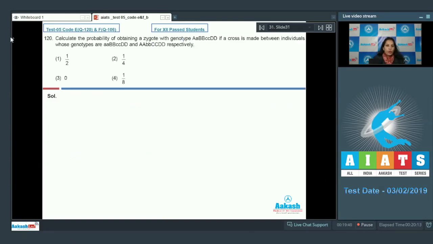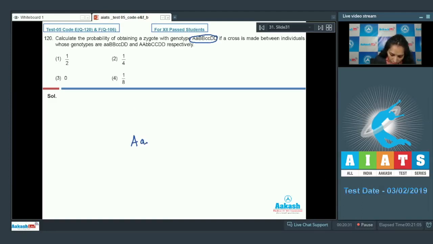Let's move to the next question. Question number 120. Calculate the probability of obtaining a zygote with the genotype capital A, small a, capital B, small c, capital D, capital D, if a cross is made between individuals whose genotypes are small a, capital B, small c, capital D, and capital A, small b, capital C, capital D, respectively. First option 1 by 2, second 1 by 4, third is 0, fourth 1 by 8. It is a very interesting question. I really liked it.